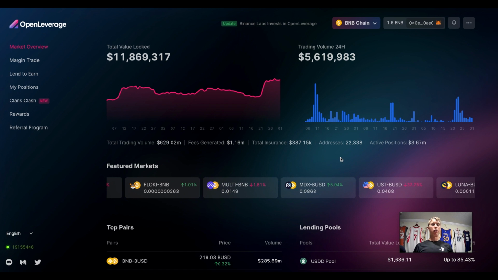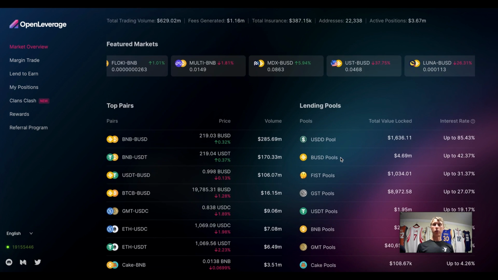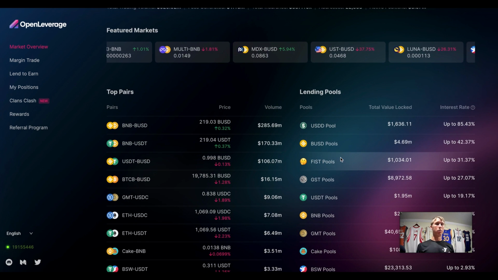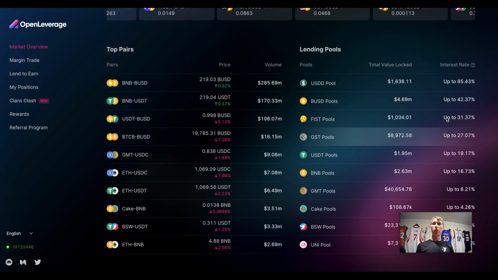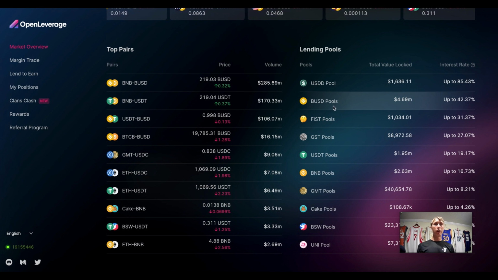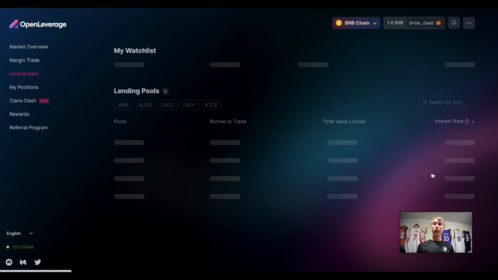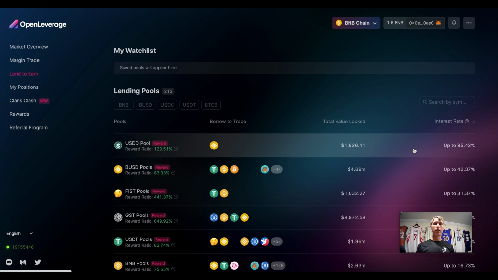So let's go ahead and give a brief overview of OpenLeverage and how this would work. This is a quick market overview so you guys can see what's laid out on the platform. As you can see here, there are different interest rates in the right hand corner, and some of these are paying a pretty hefty yield on stablecoins. And you can go to the lend to earn section in order to capitalize on these different yields.